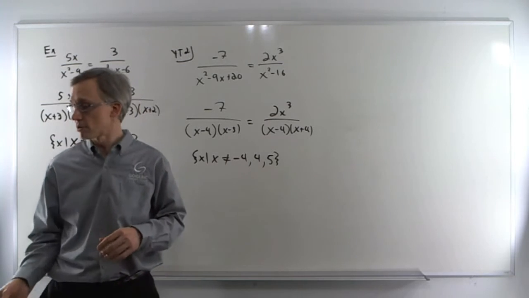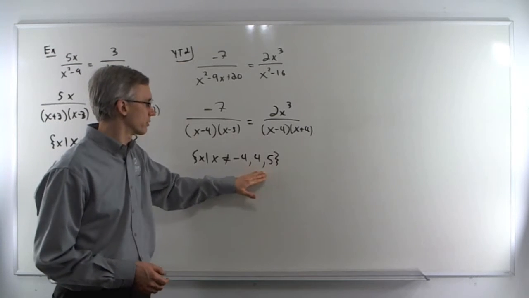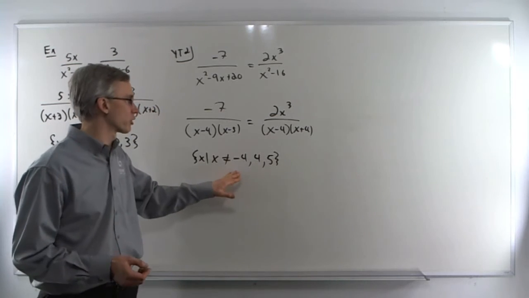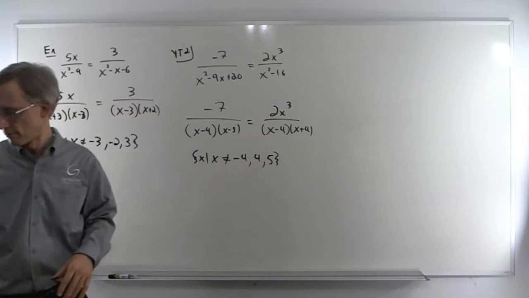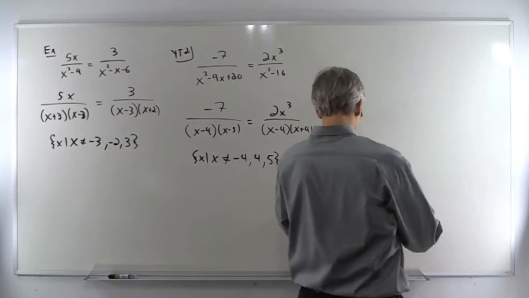And then once we have a solution set, we have to compare that solution set with the numbers that are excluded from the domain. And then anything that matches, we're going to remove that from the solution set. First example.